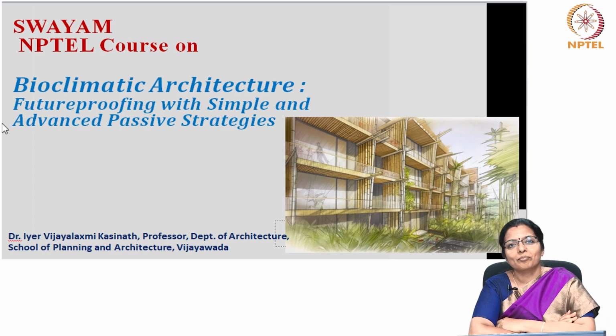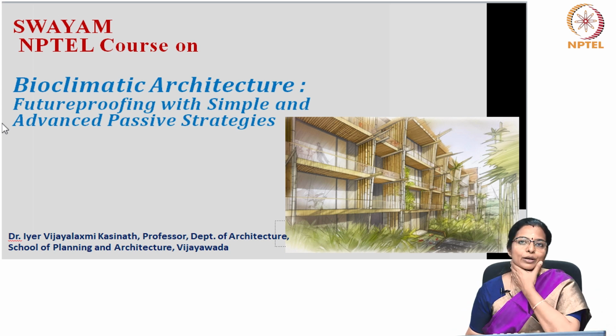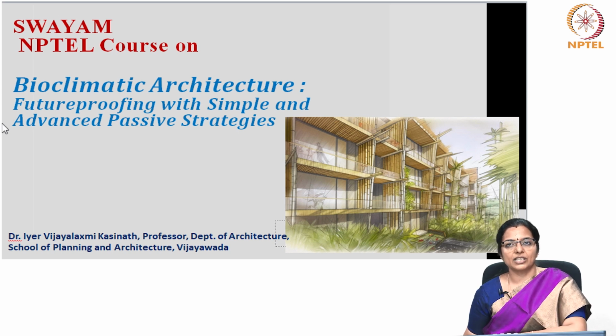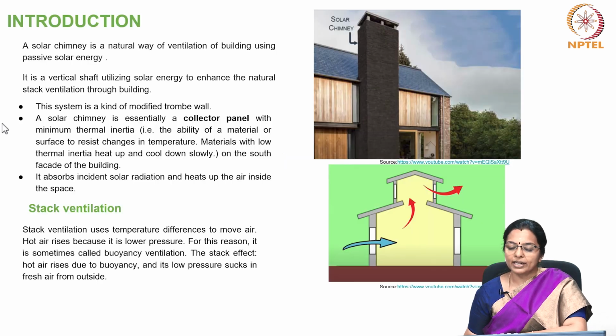Hello everybody. In the last class, we saw an advanced passive strategy which is earth berming, earth sheltering of buildings. Today's class, we will see another advanced passive strategy as part of this course, Bioclimatic Architecture, Future Proofing with Simple and Advanced Passive Strategies. In this class, we will see about solar chimney as an advanced passive design strategy. This is used for space heating and cooling application.